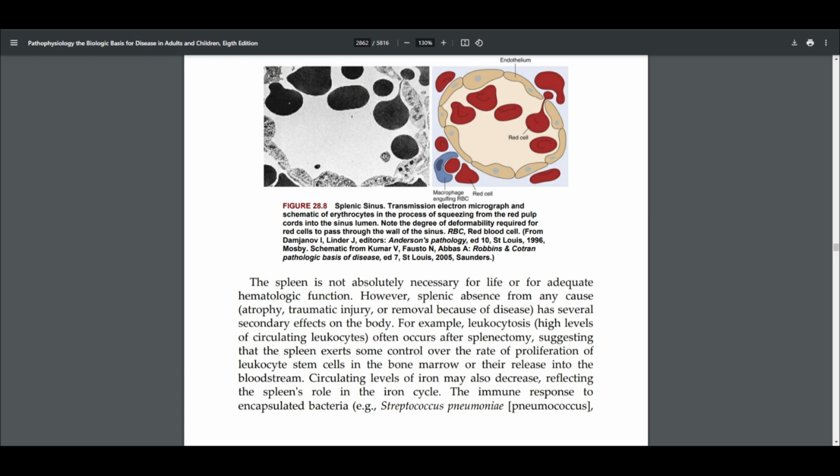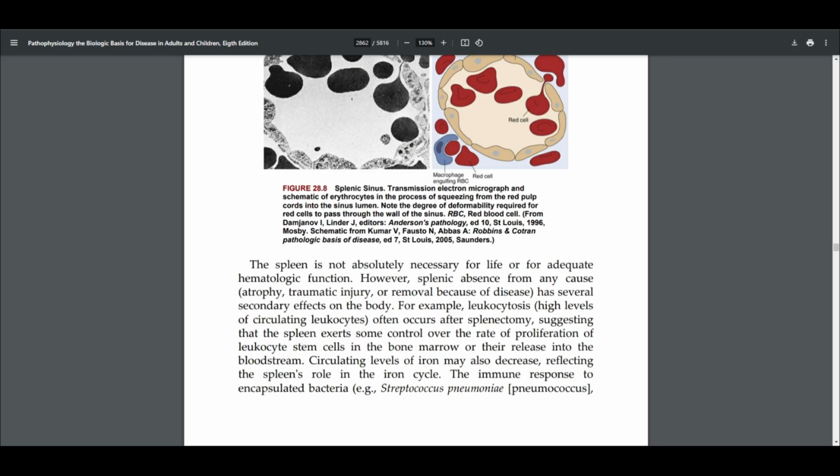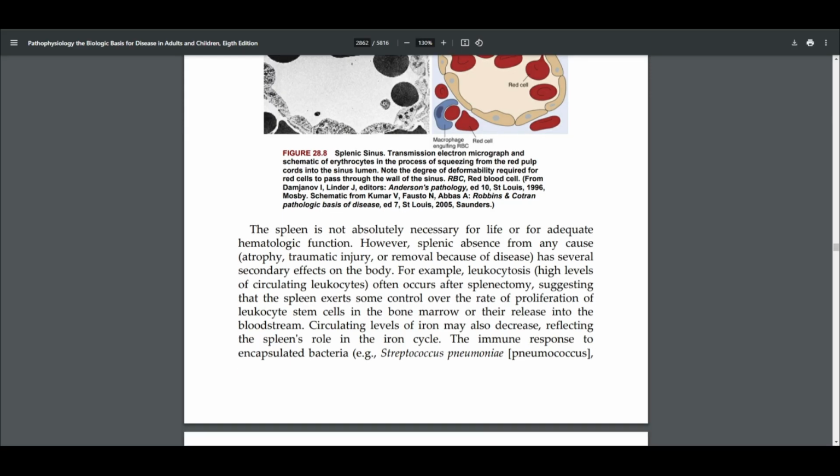The spleen is not absolutely necessary for life or for adequate hematologic function. However, splenic absence from any cause has several secondary effects on the body. So, for example, leukocytosis often occurs after a splenectomy, suggesting that the spleen exerts some control over the rate of proliferation of leukocyte stem cells in the bone marrow and their release into the bloodstream.